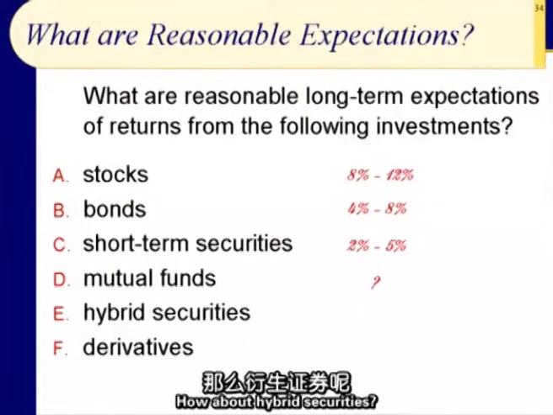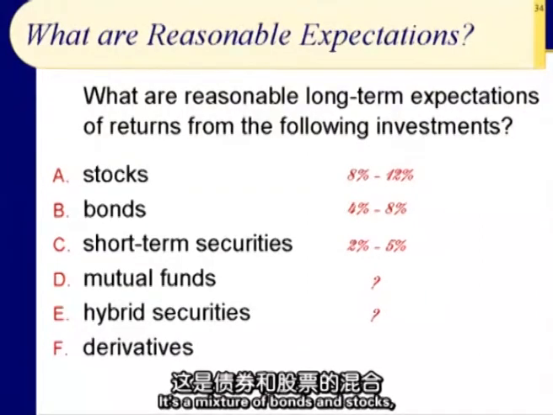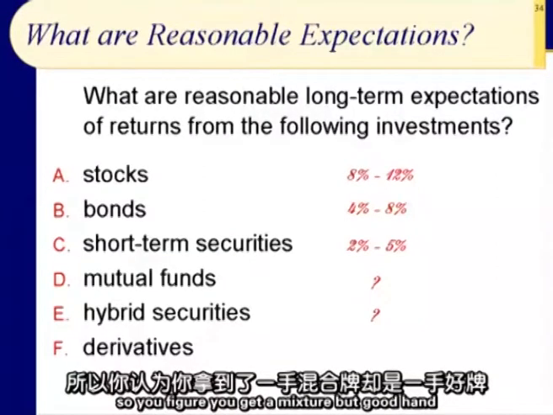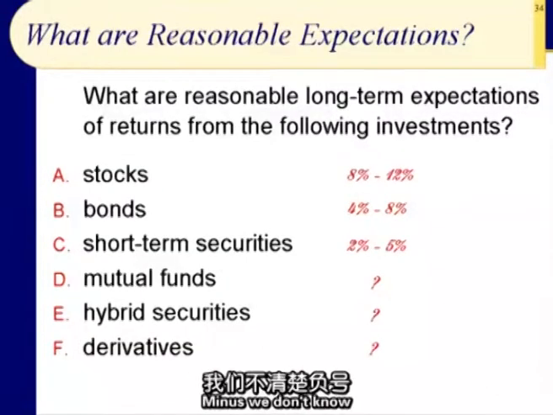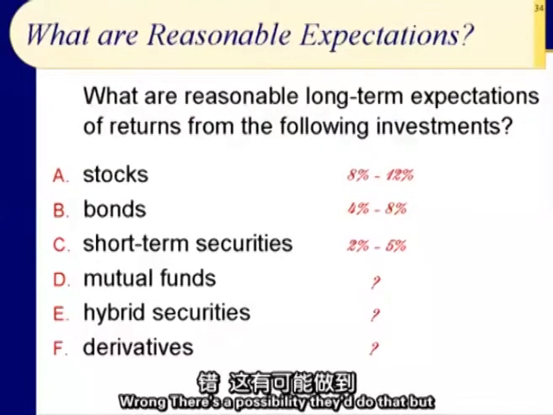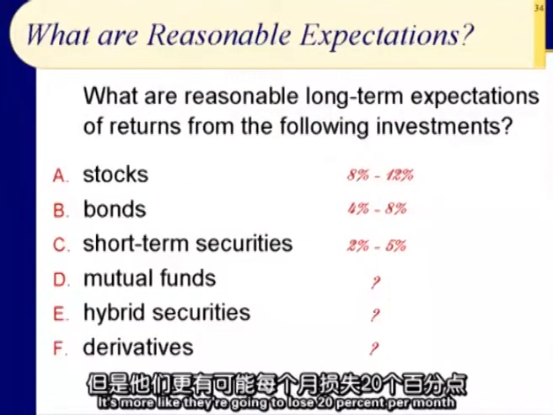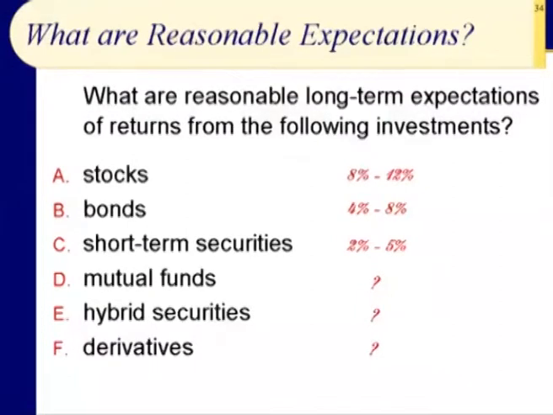How about hybrid securities? We don't know. It's a mixture of bonds and stocks, so you figure you get a mixture. And then derivatives, it should be a minus sign. Minus, we don't know. Some people claim to get 20% per month. Wrong. There's a possibility to do that, but it's more likely you're going to lose 20% per month. So we put a big question mark there.